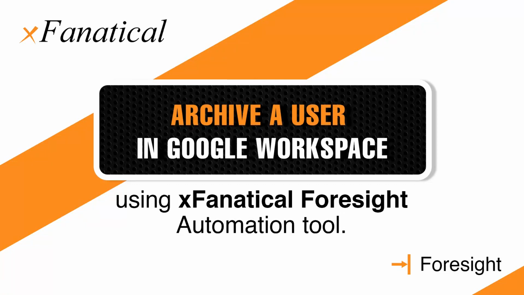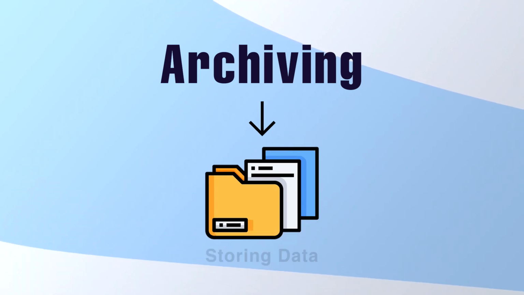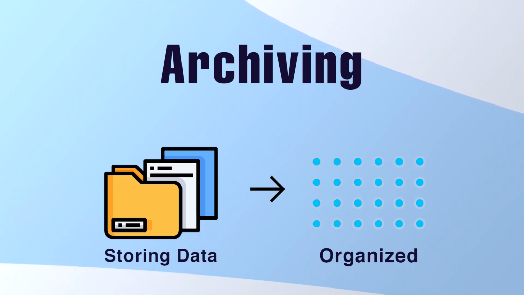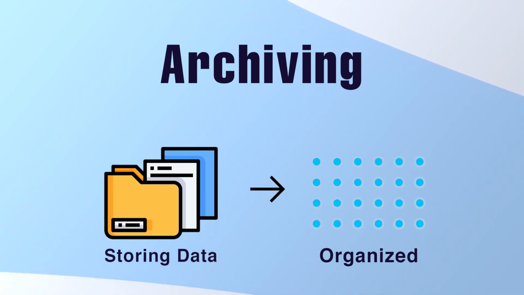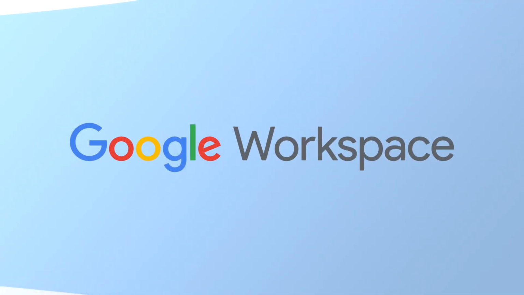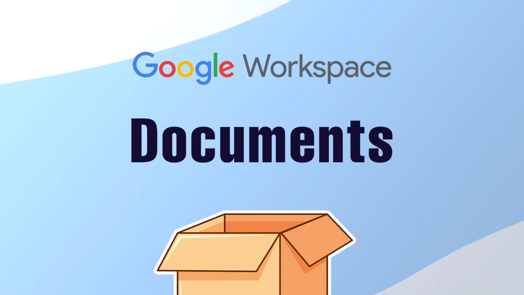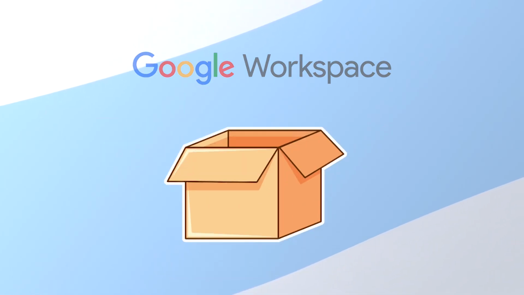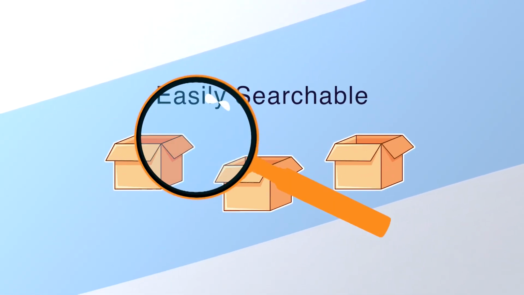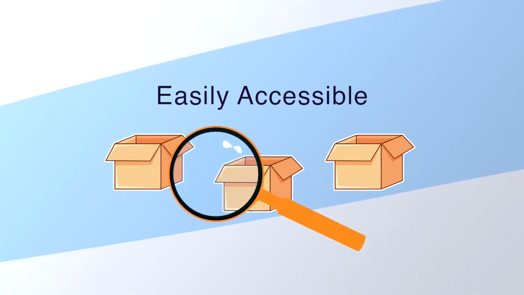In this short video, I will demonstrate how to archive a user in Google Workspace using the xFanatical Foresight automation tool. Archiving refers to the process of storing data in a secure and organized manner for future reference or compliance purposes. In the context of Google Workspace, archiving involves preserving emails, documents, and other digital assets in a separate repository, ensuring they are easily searchable and accessible when needed.